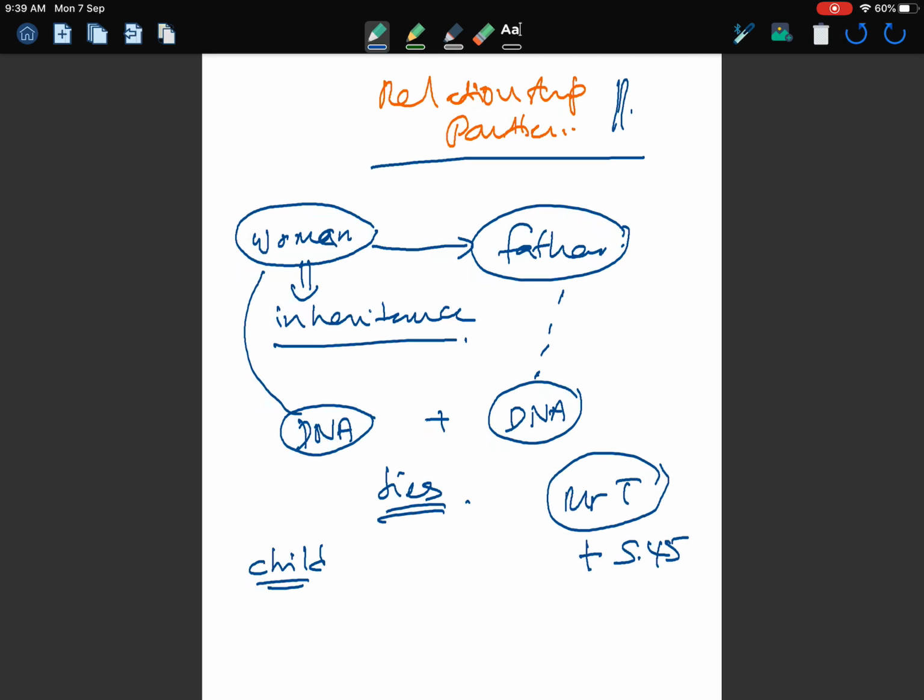So maknanya the DNA of the woman and the DNA of the father here is sent to katakanlah Mr. T, who analyzes the DNA. So, and then this one you have to use section 45 as well, because to be able to determine the relationship of the parties, whether they are basically father and daughter or not, you have to be an expert. So this will be an example of you establishing the relationship of parties.